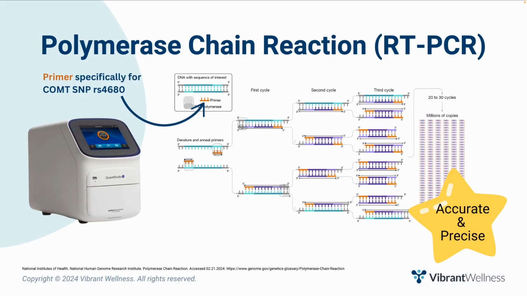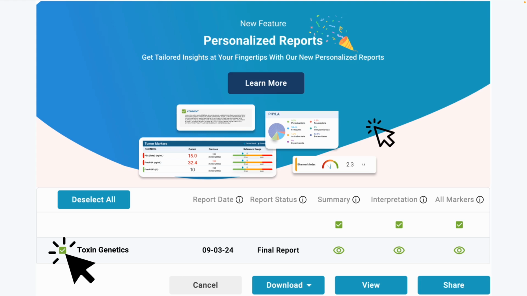Vibrant's Toxin Genetics Test uses real-time PCR methodology for accurate identification of genetic variations. Briefly, genetic material is extracted and purified from saliva samples, and a single nucleotide polymorphism, or SNP, genotyping assay is performed to detect the specific allele targets for each assay. RT-PCR is the gold standard for identification of genetic material, so results are accurate and precise.